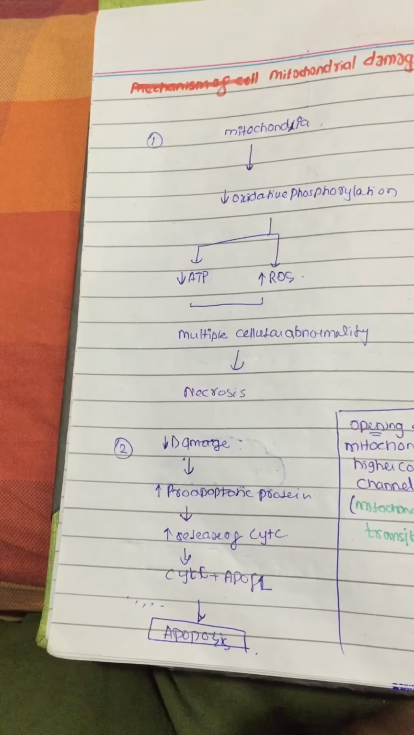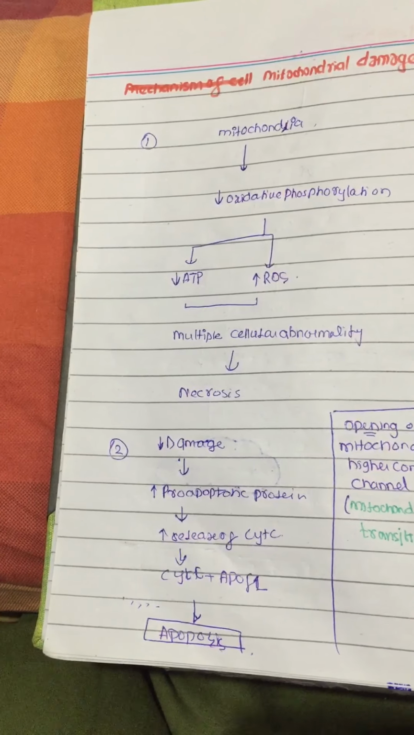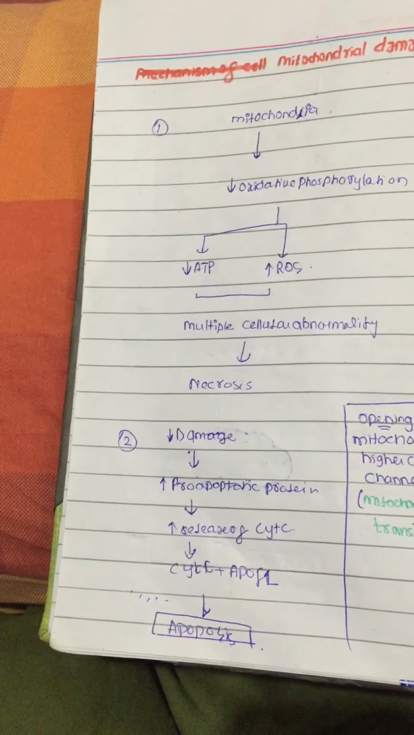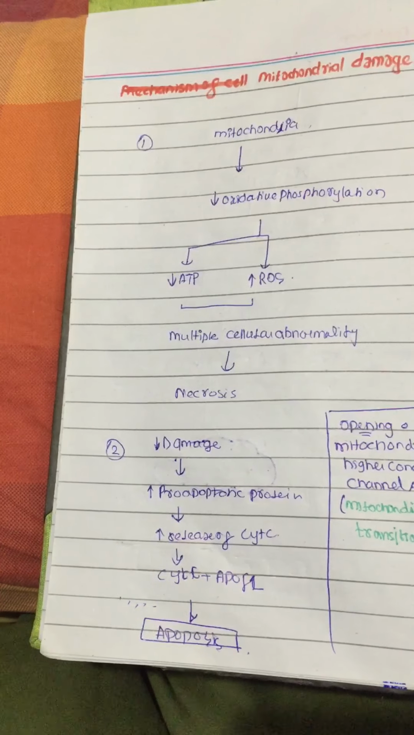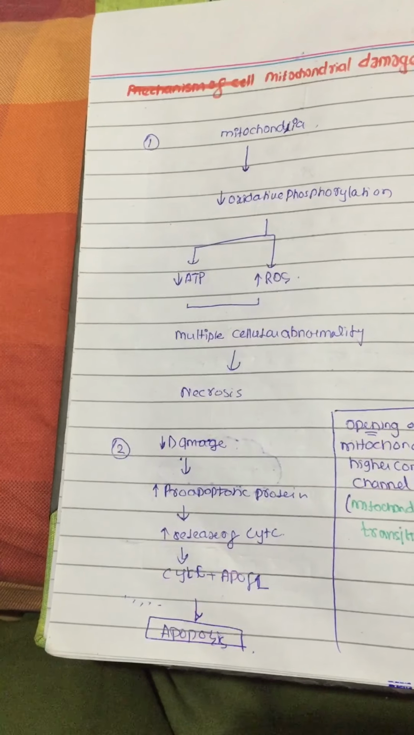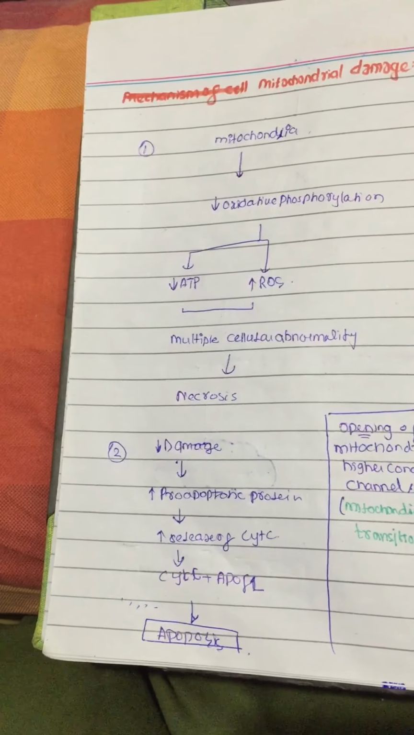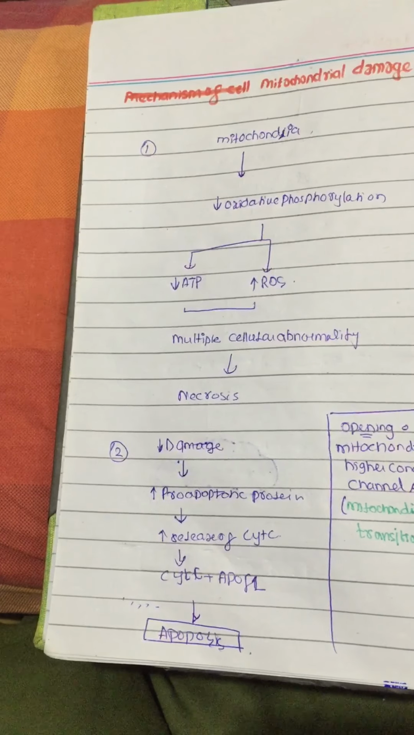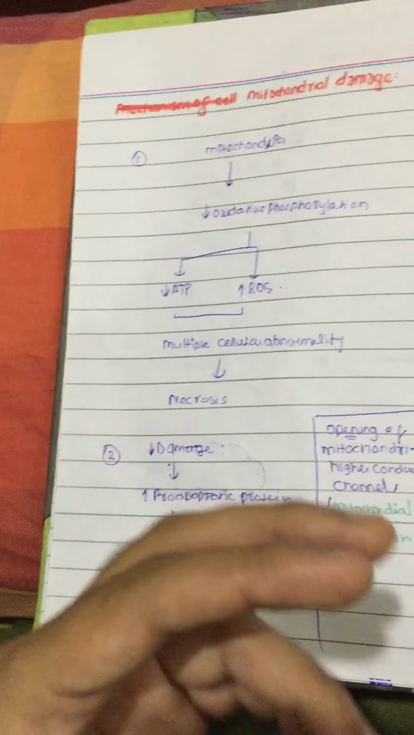As well as we already studied that mitochondria is also related with the apoptosis. So for example, there's going to be damage, so because of that there's going to be increased level of the pro-apoptotic protein. And because of this there's going to be reduced level of the anti-apoptotic protein, which are BCL2 and BCL-XL.